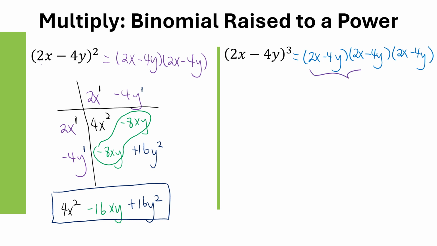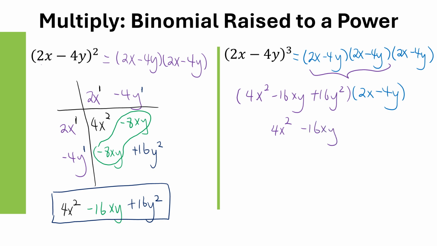And as you can see, we did that already from our earlier problem. So I'm just going to rewrite the answer. The answer from the earlier problem was 4x squared minus 16xy plus 16y squared. And then I'm going to bring down my last binomial, which is 2x minus 4y. Therefore, to multiply this, again, I'm going to use my box or table method. So we have 4x squared minus 16xy plus 16y squared, and then 2x minus 4y on the side.